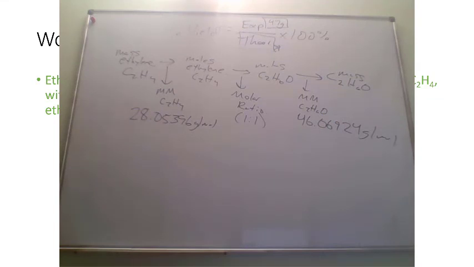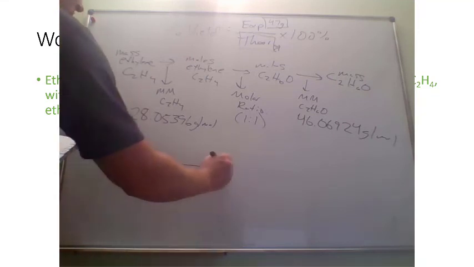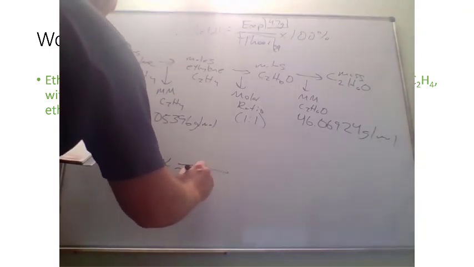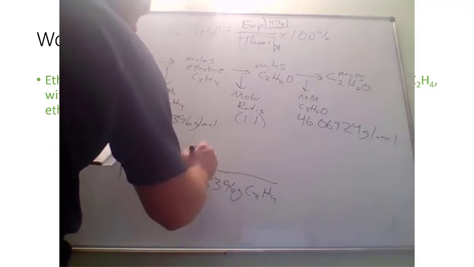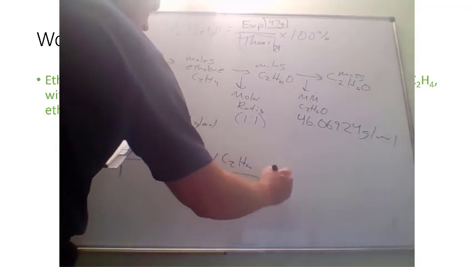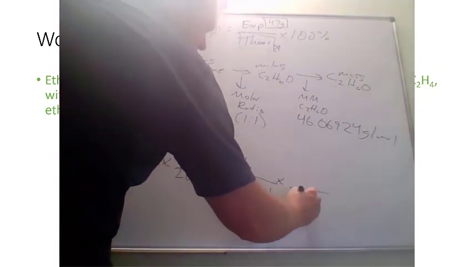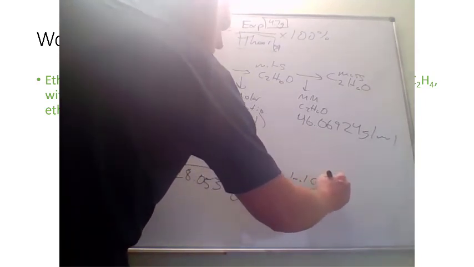Okay, so now we can work through our theoretical yield problem. So we start with our measured value, which is 4.6 grams of C2H4, measured value over 1 as always. We're going to convert from mass of ethylene to moles of ethylene using the molar mass, 28.05396 grams of C2H4 per mole. Convert between moles using our molar ratio. So 1 mole of C2H4 gives us 1 mole of the C2H6O.